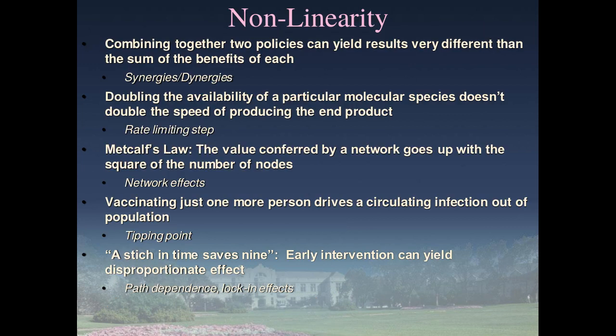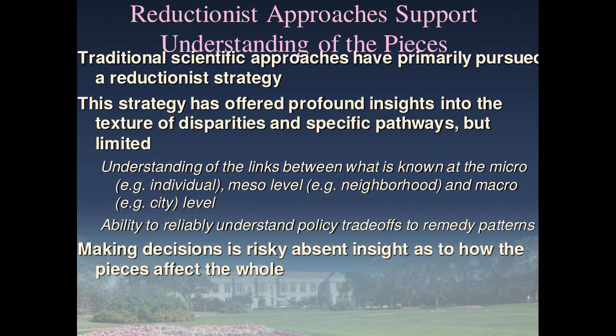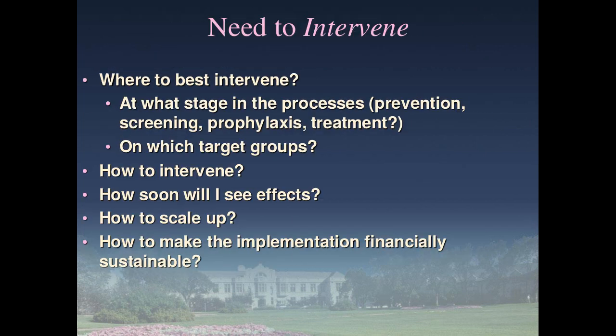There's also an important component of non-linearity here. If we have two policies, for example, and we combine them together, we may get results very different than the sum of the benefits of each. So one big need with complex systems approaches that's challenging when we're unassisted is the need to explain. Another big thing that's challenging is the need to intervene.